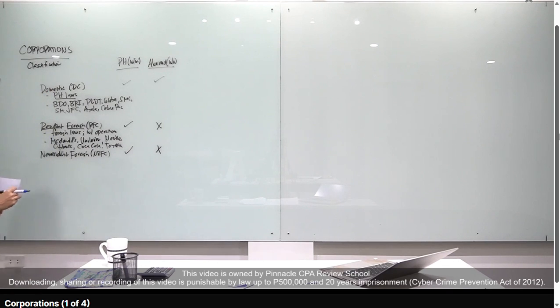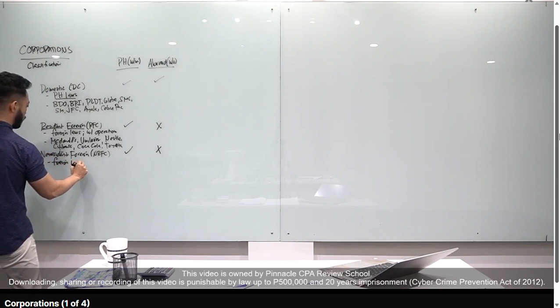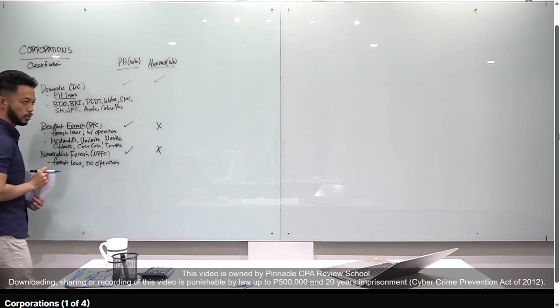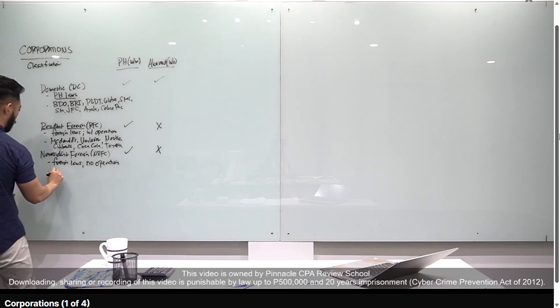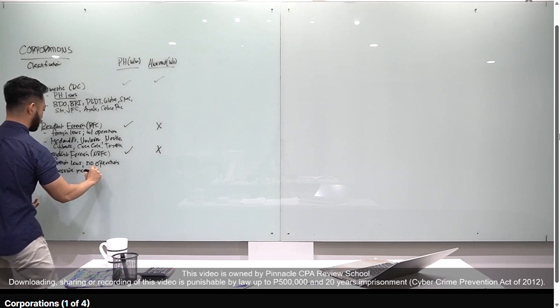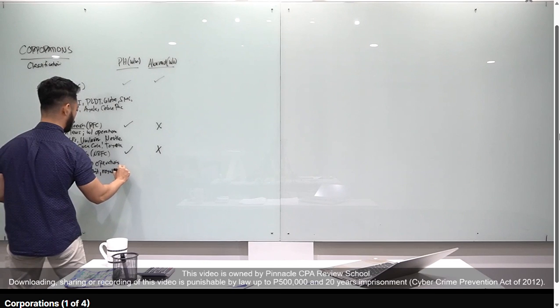And the last one is non-resident foreign corporations. These are also created and organized under foreign laws, and they have no operations in the Philippines. Sir, if there are no operations in the Philippines, how do they earn income in the Philippines? They earn income through passive income. For example, interest, royalties, dividends, rent. Those are passive income.